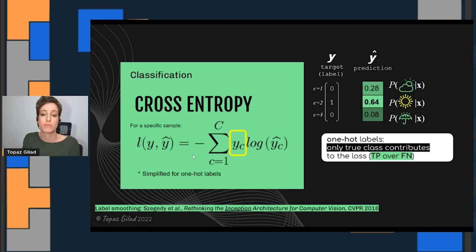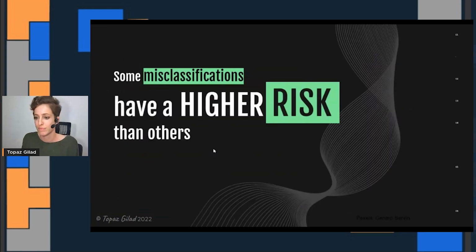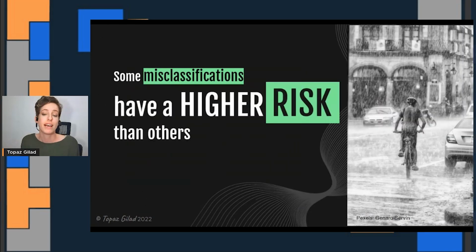And one more thing, it penalizes false negatives of different classes the same way. So if we have a false negative rain prediction, meaning that we missed the rain prediction, it will have the same penalty as missing a true cloudy prediction. But some misdetections have higher risk than others. So let's say the implications of missing a rainy day are more costly than missing a cloudy day prediction.